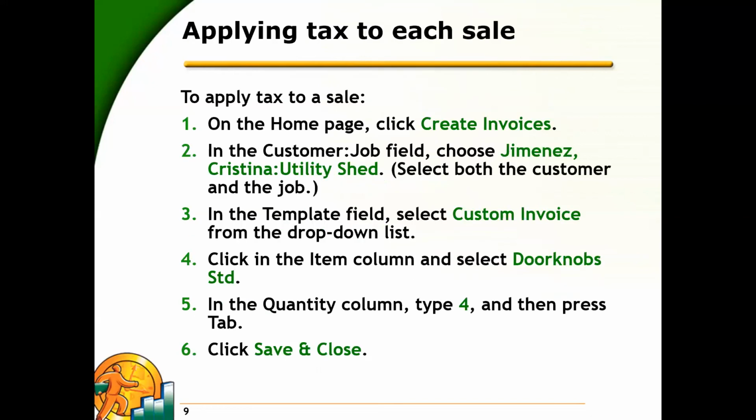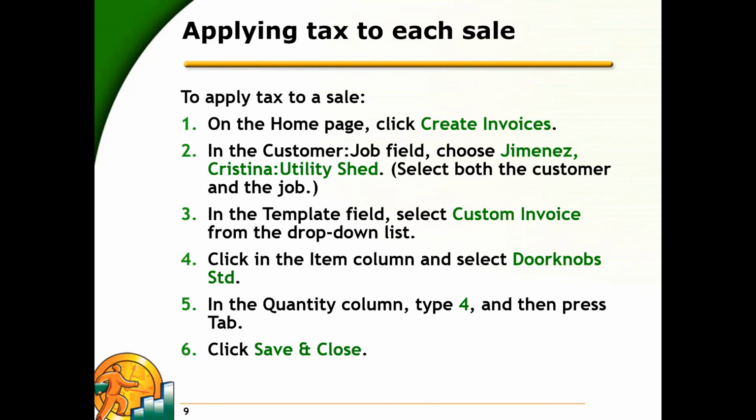Okay. Applying tax to each sale. The process of generating an invoice within the system is the process by which the system will accrue taxes based on the county, the state, and the city. To apply tax to a sale, on the home page, click on Create an Invoice. In the Customer Job field, choose him and his utility shed. Select both customer and job.